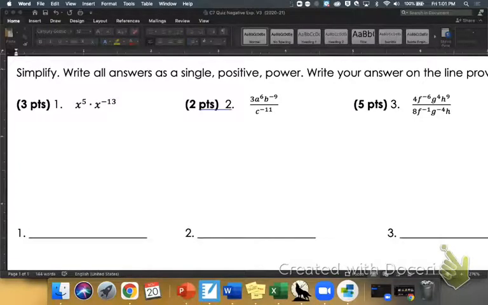Hi guys, this is the solution video for the most recent quiz on topic 3, negative exponents. So this is the 4A sections quiz, so only the 4A class.